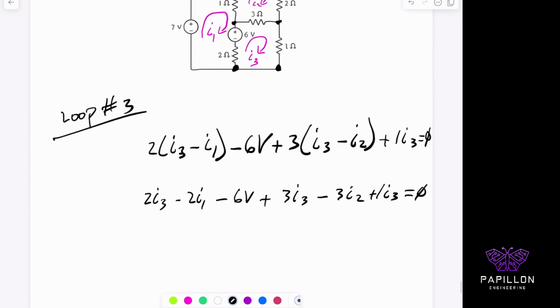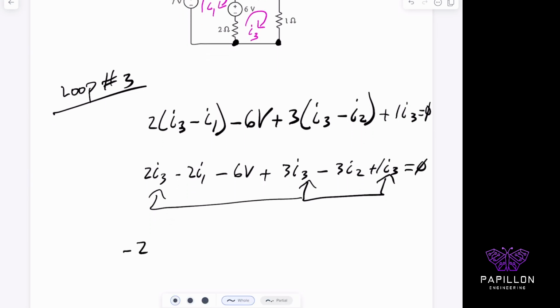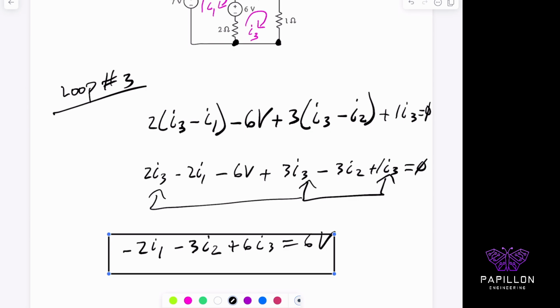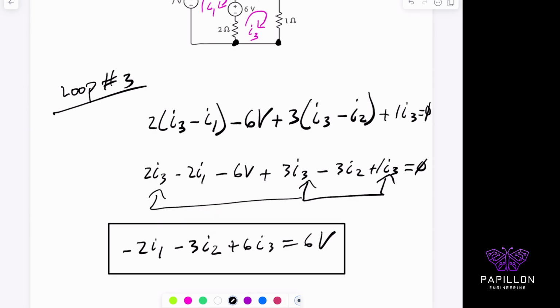Okay, and I try to simplify this as well, and I solve. So you have the minus, let's see, minus 2I1. Then for the I2 terms, only 1 I2 looks like, so it's 3I2. And there's 3 of these, so it's 3 plus 2 plus 1, so it gives me back positive 6I3. If I move the negative 6 volts from the left side to the right, I get back positive 6 volts. Okay, and just like that, I have my 3 equations.